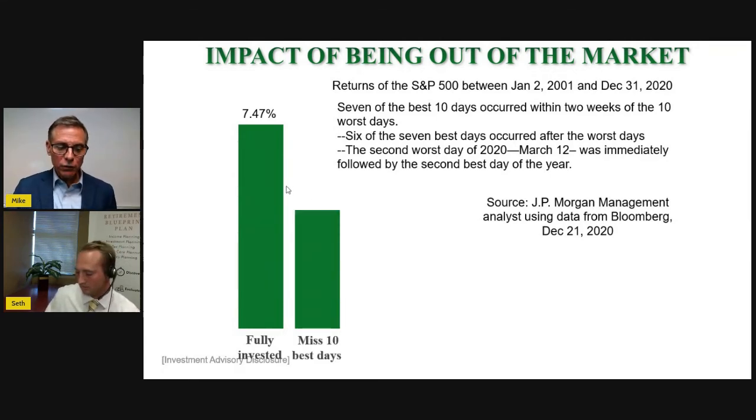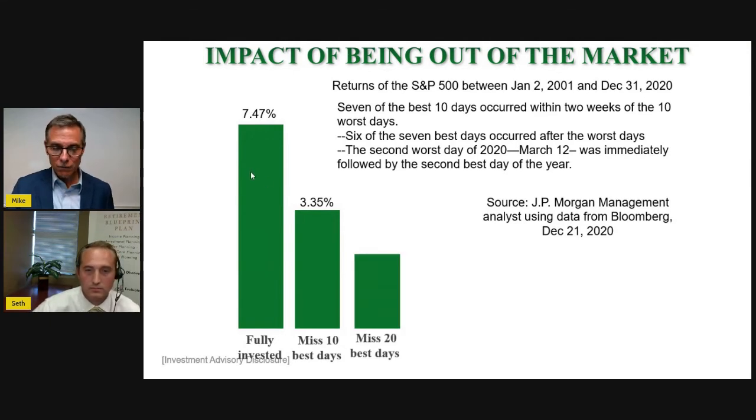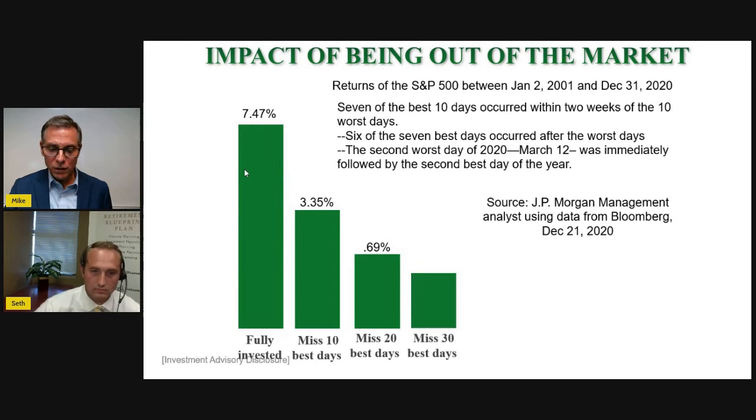But look what happens if we should miss 10 of the very best up days in the market. What happens to the return if I miss 10 of the best days? My return is down over 4%, Seth. Mm-hmm. So my return is 3.35%. That's amazing. Now look what happens if I should miss 20 of my best days. The return is 0.69. It's nothing. What happens if I miss 30 of the best days? I'm negative 1.49. Out of 365 days, I miss 30 days, I'm negative.